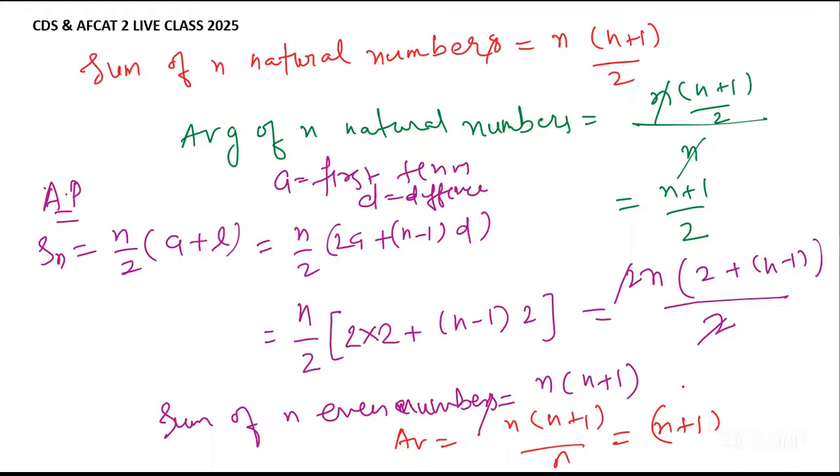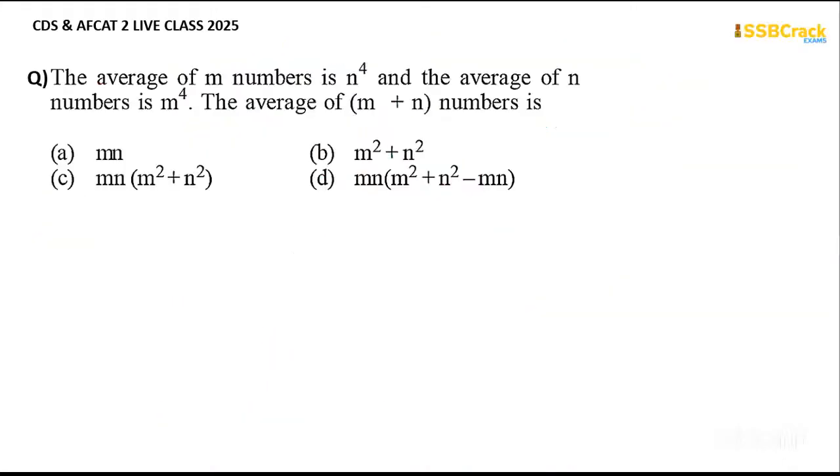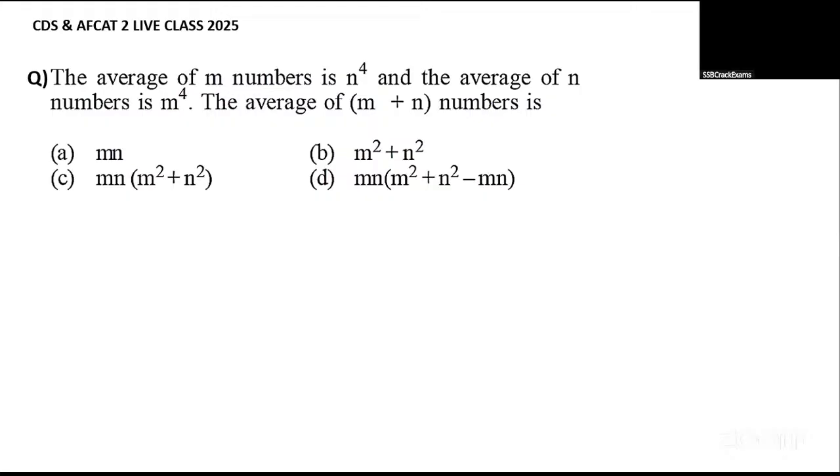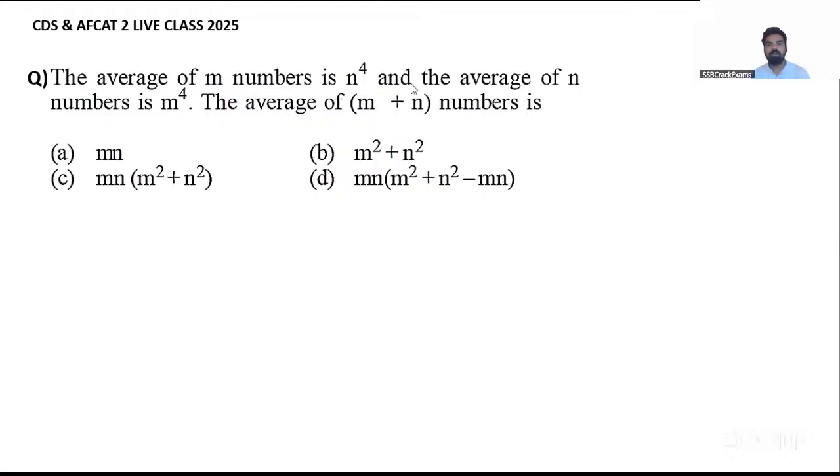All right. The next question is: the average of m numbers is n raised to power 4, and the average of n numbers is m raised to power 4. The average of m plus n numbers is, you have to find that. Okay. Try to do this. So apply the formula simply.